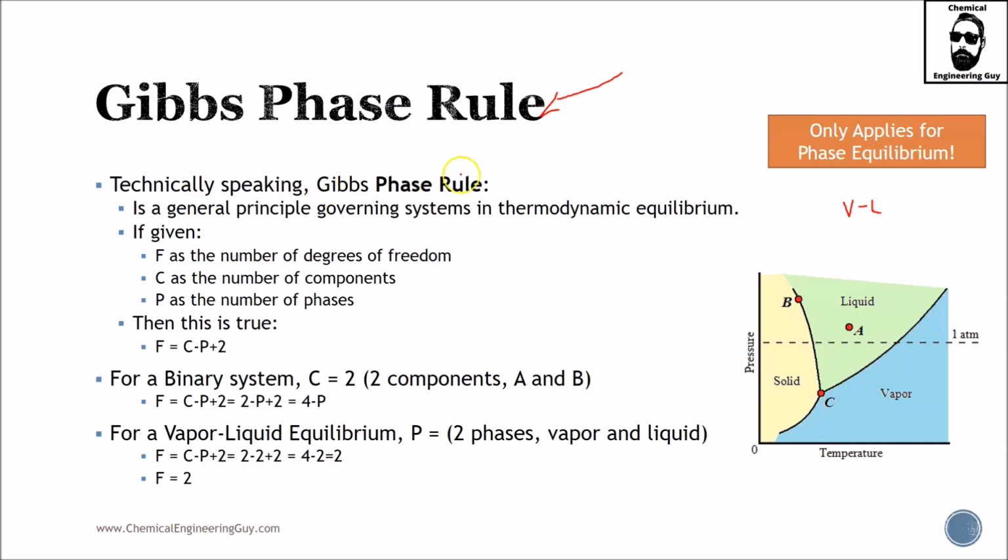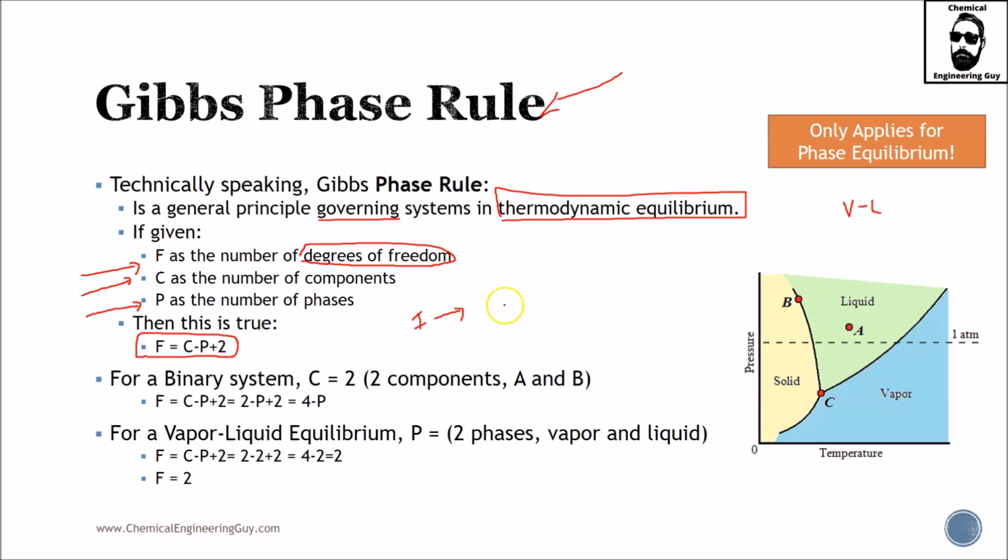Okay. The Gibbs phase rule is technically speaking a general principle that governs systems which are in thermodynamic equilibrium. Technically speaking, phase equilibrium. If given F, the total number of degrees of freedom, which I think is the most abstract thing to get, we're going to cover that, and C, the total number of components in the equilibrium, and P, the total number of phases, then this beautiful equation is true. Now, what's F? Essentially, F is the total amount of variables that you will need to set up in order to have a 100% unique system.